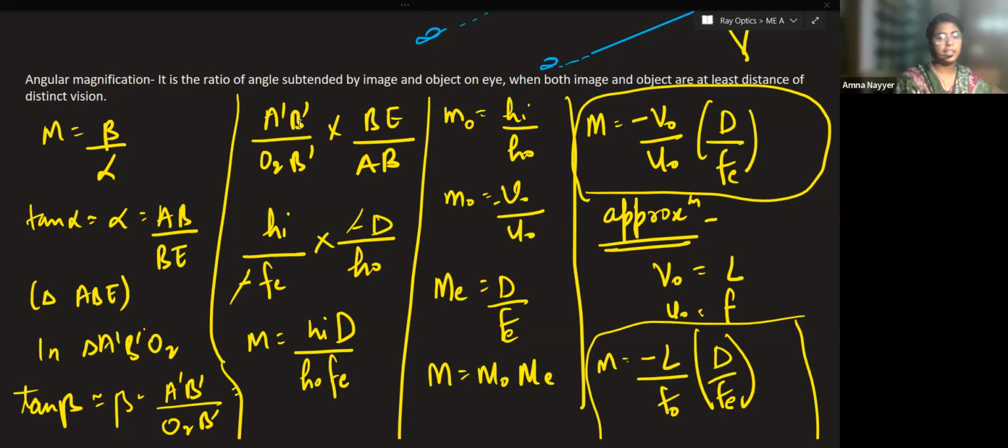So Atif, Fatima, Hamza, Hiba, Sarah and Zain have joined already. So yes, did you all revise it? We had completed optical instruments in the last class.